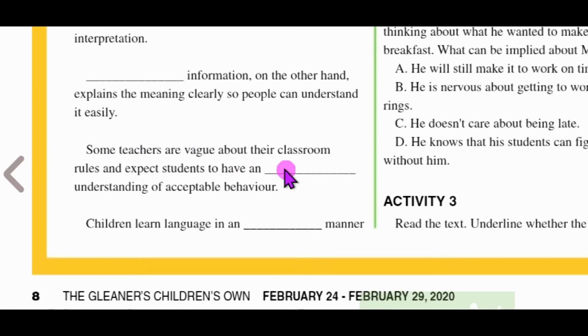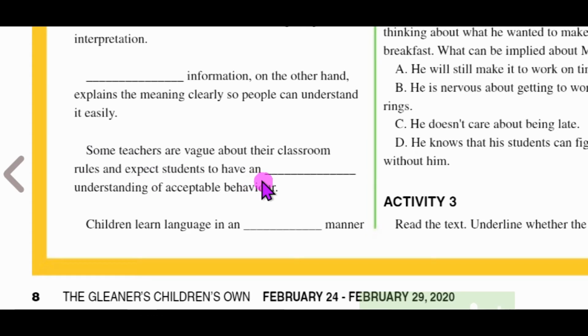"Some teachers are vague about their class rules and expect students to have an dash understanding of acceptable behavior." So they are vague, but they expect the children to have an explicit understanding. The teacher may not say something clearly, that's what vague means, but they expect that the students will have an understanding of the behavior that is required. So they want them to do exactly something to qualify as acceptable behavior. All right, so this is explicit.